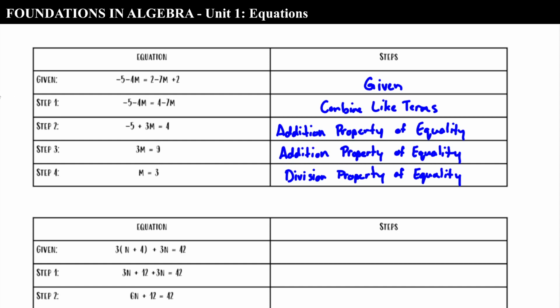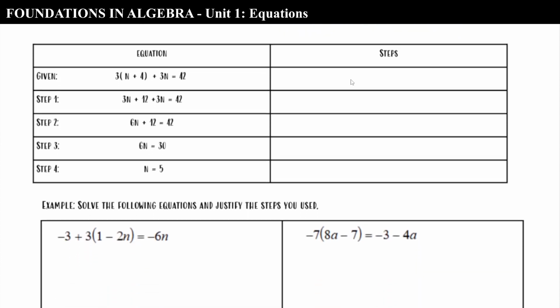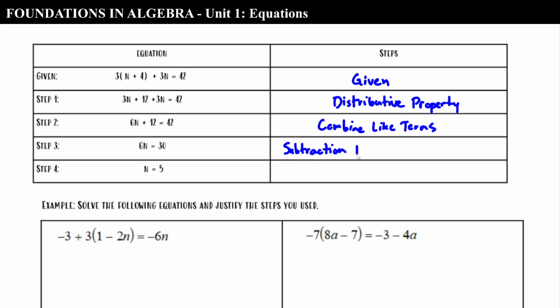All right, next one. Again, we're starting with our given. Then we had to distribute to get rid of the parentheses, so distributive property. Then we combined like terms. The 3n and the 3n gives us a 6n, so combine like terms. And then we subtracted 12 from each side, so we used the subtraction property of equality. And then finally, we divided by 6, so the division property of equality.